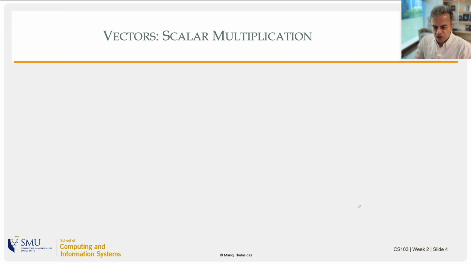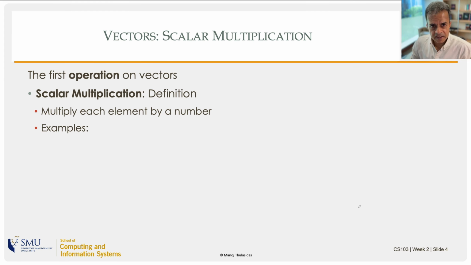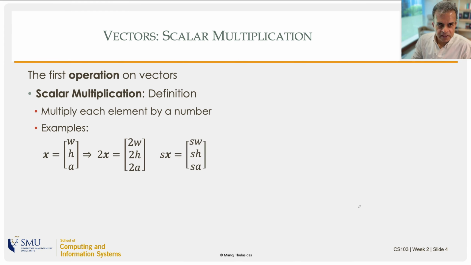Now, we saw last week that we could define a scalar multiplication for vectors that would be just scaling all elements by the same scaling factor. So if I have weight, height, and age as a vector x, 2 times that vector is just scaling the numbers by 2. S times that vector, S is a real number, that's why it's not bolded, would be scaling each one of them by the factor S. That is a scaling factor. It's called a scalar for obvious reasons.